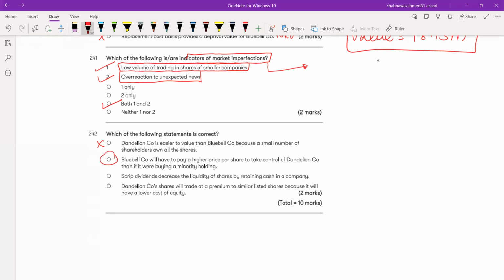A scrip dividend decreases the liquidity of shares by retaining cash in a company? In case of a scrip dividend, we are not paying any cash, so it will not affect the liquidity position. D shares will trade at a premium to similar listed shares because it will have a lower cost of equity? There is no valuation method available, so we can't say anything about that. It is what is the value likely, and it does not trade because it's an unlisted company's shares. So the answer is B.